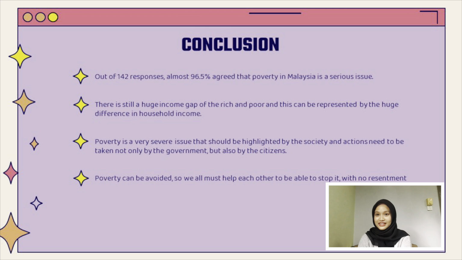In conclusion of our research, we can conclude that almost 96.5% out of 142 responses agreed that poverty in Malaysia is a serious issue. This can be seen through the huge income gap between the rich and the poor, which can also be represented by the huge difference in household income. Since poverty has become a severe issue in Malaysia, actions need to be taken not only by the government but also by the citizens, since all of us have our own role in handling this issue.